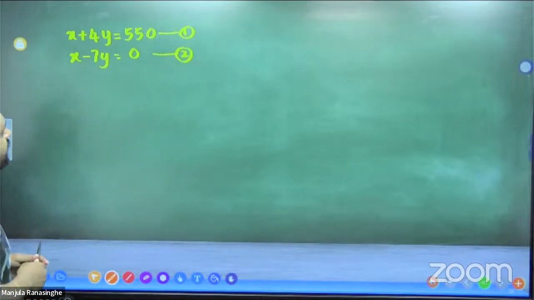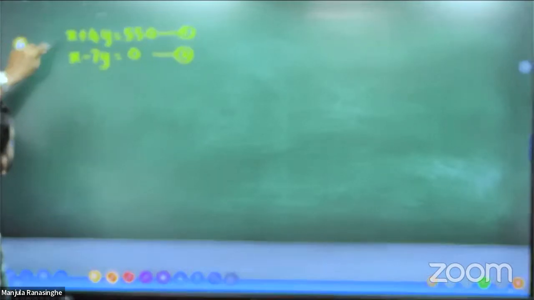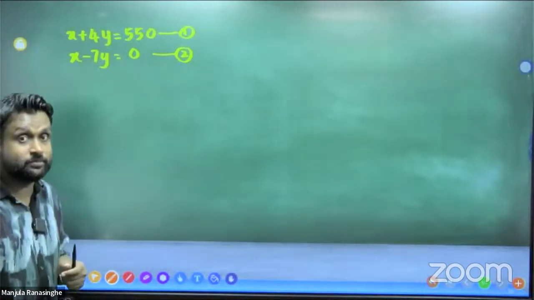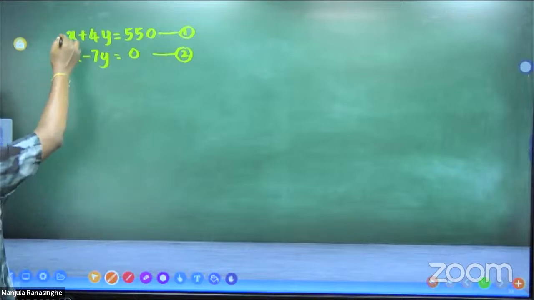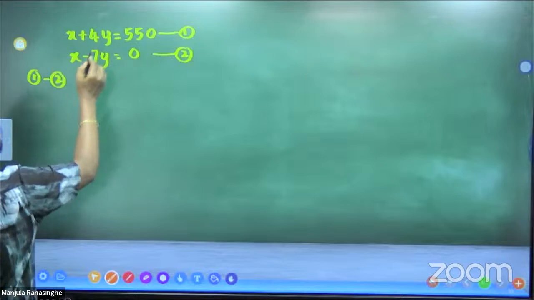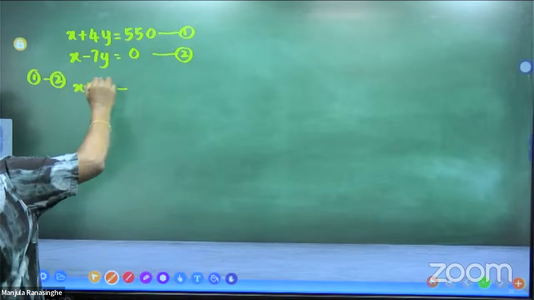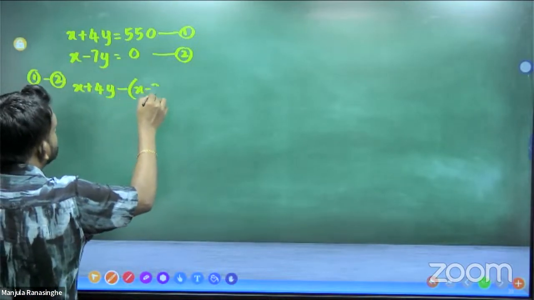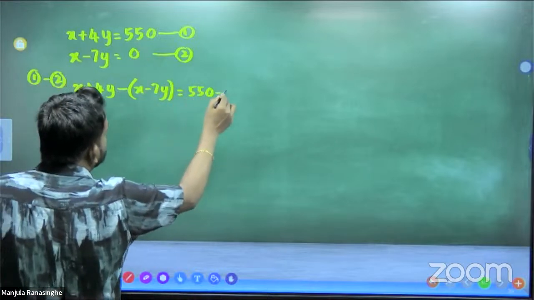Now check, where you need to find the x. How? Here x coefficient 1, here x coefficient 1. They are the same, with the same sign. So the same sign can be eliminated with the subtraction of the equations. So x can be cancelled with the subtraction. So I subtract equation one and equation two. Here I write the left side x plus 4y. Be careful when you are subtracting the second part, make a bracket. So x minus 7y, equal, the right side subtraction 550 subtract 0.